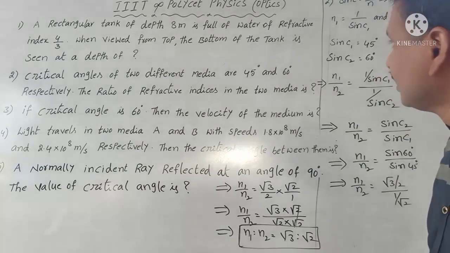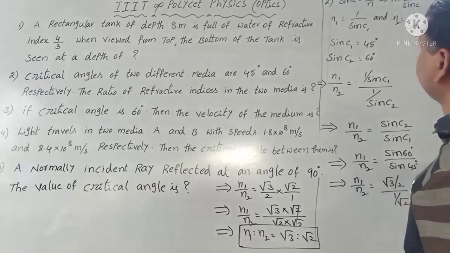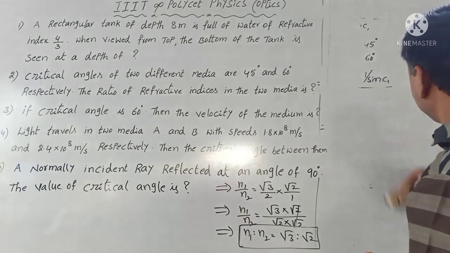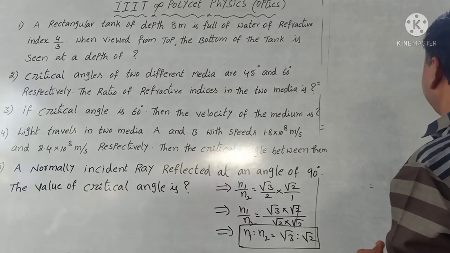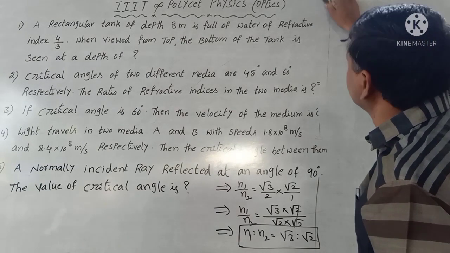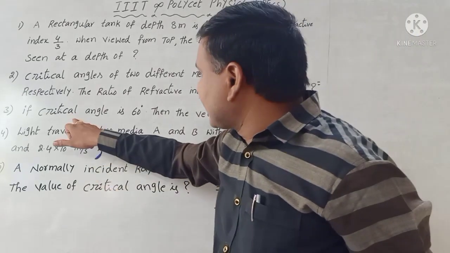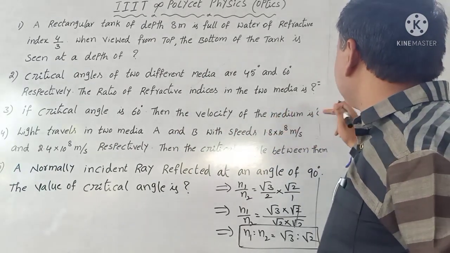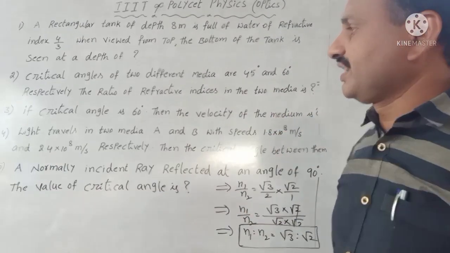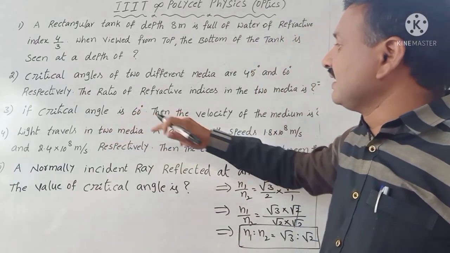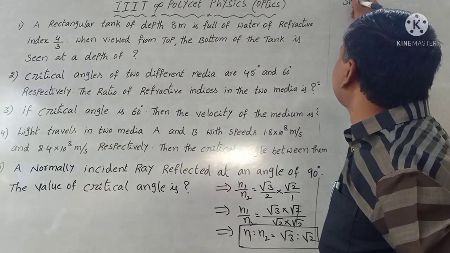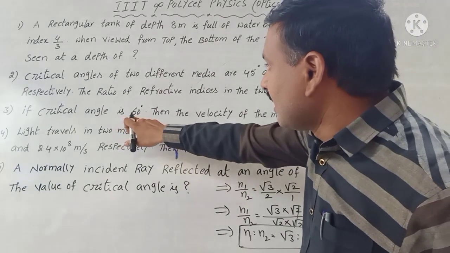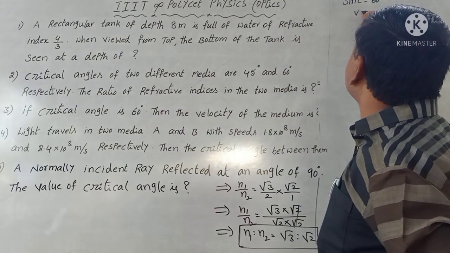Okay. Next we go to the third problem. What is given in the third problem? If the critical angle is 60 degrees, then the velocity in the medium is what we need. The critical angle sin C is given. What is the C value? 60 degrees. And then you find the velocity of light.